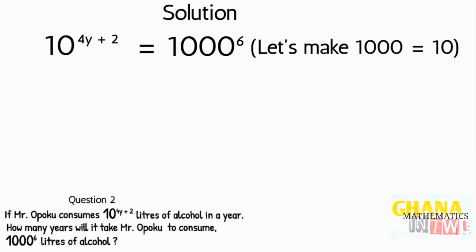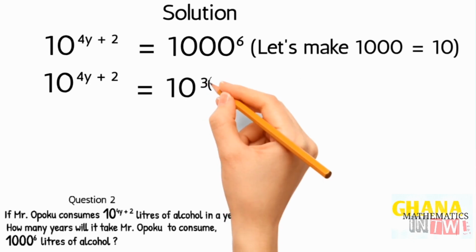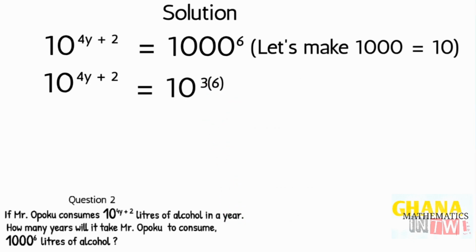And 1000, we can make 1000 to be 10 by multiplying 10 times itself 3 times, because 10 times 10 times 10 is 1000. So we can say that it is 10 raised to the power 4y plus 2 equals 10 raised to the power 3. And the 3 stands for the 3 zeros of the 1000.